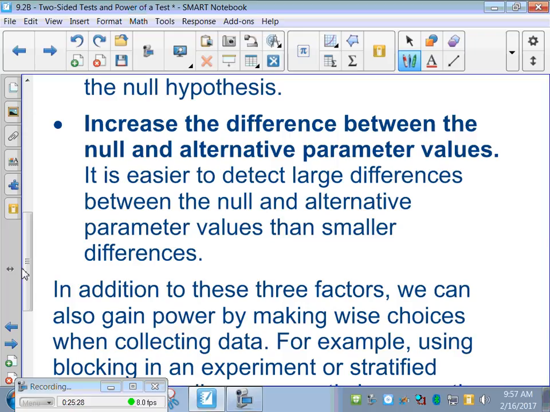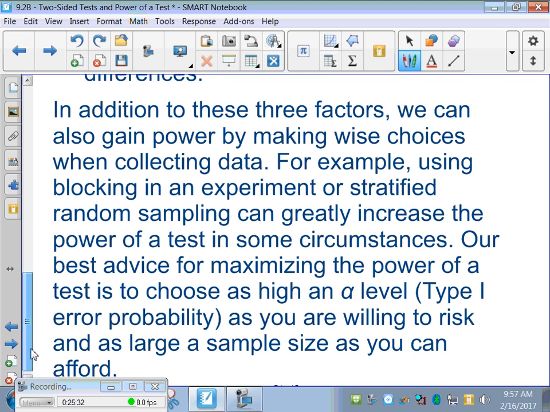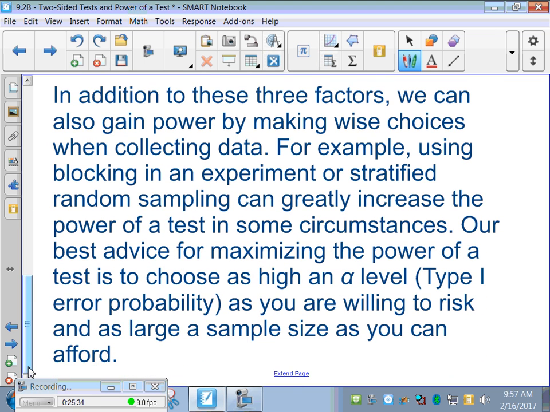Okay, also we can gain power by making wise choices when collecting data. That's obvious, hopefully, to you guys. Like, the better the sample is, the better the power is, and the more likely you are to do it right. Like, if we were to do everyone that owns a calculator and we picked, like, a certain group of kids, right? That would be a bad sample. So let's make it better that way.